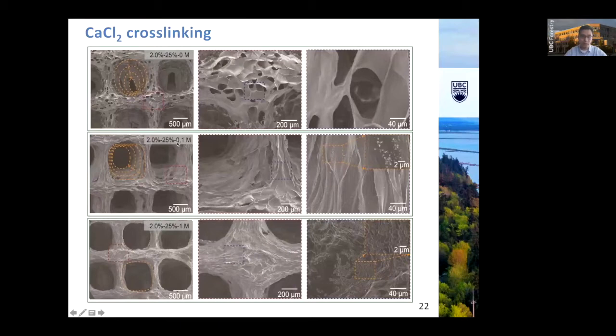And then if we cross-link with 0.1 molar calcium chloride, we can see the structure become more compact. This is because during the cross-linking, the fibers can be brought close to each other by the calcium chloride. With 1 molar calcium chloride, all the pores have been removed, and the structure shows very dense and well-defined printing lines. If you zoom in here, you can see a large calcium chloride crystal. Those are the residual calcium chloride, which will be used for water absorbing.